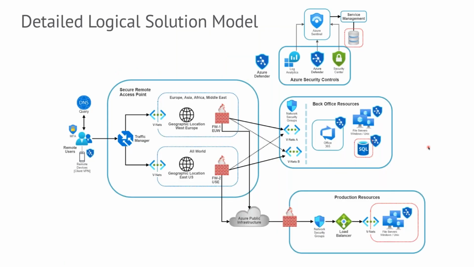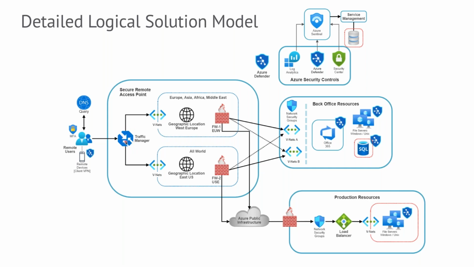So this is the detailed logical solution we came up with. On the left-hand side is again the end user who's equipped with a client VPN. You'll see these little icons here. It's really Azure Defender. Think of them as agents. They're going to monitor any and all security concerns and rules that we have. They also have MFA installed in their device. So they do the DNS query that resolves to this traffic manager within Azure.